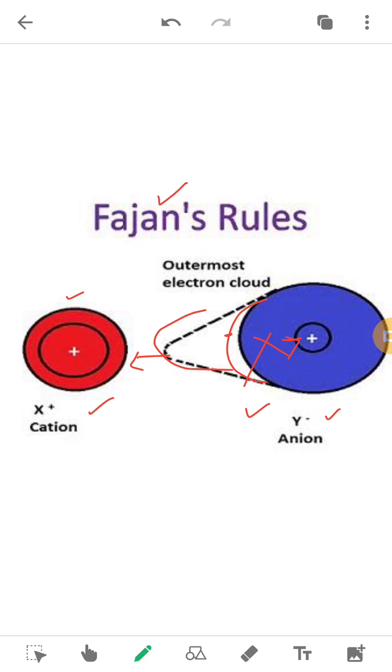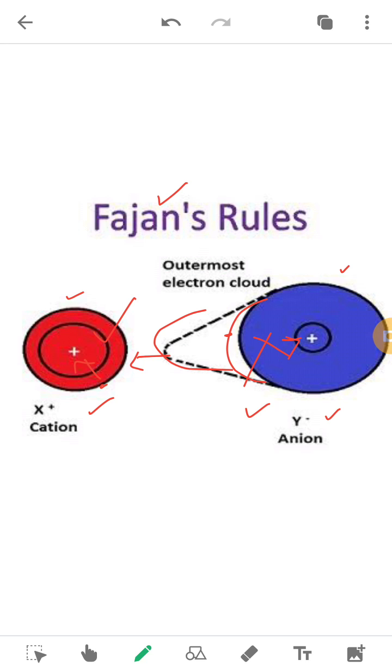Now also you must understand that the anion tries to again deform the electron cloud of this cation. But the influence is not much, because the cation's electron cloud is already strongly attracted towards the nucleus. So the influence is not much, and we are not considering it. Only we are considering the cation's influence on the anion. The anion's electron cloud is being distorted.